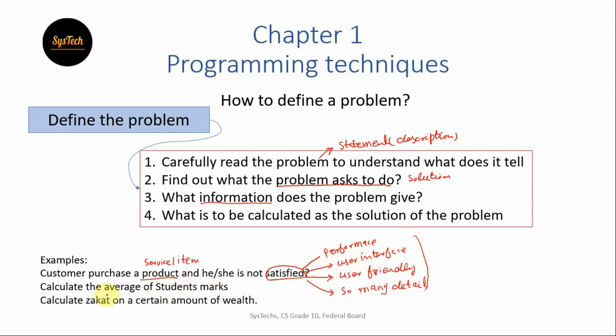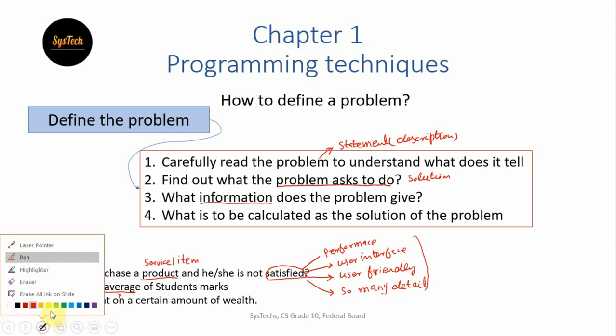The second example is calculating the average of student marks. So this is a calculated mathematical numerical problem. So the problem is calculate the average. It means we shall take some input.